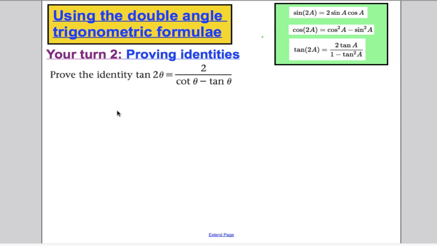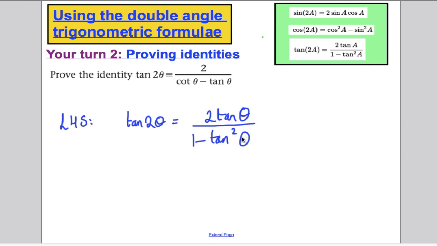Okay, going through this, our only option is to start with, let's say, the left-hand side, and to write out what tan 2 theta is. Tan 2 theta is 2 tan theta over 1 minus tan squared theta. Now we want to make it look like this. We want a 2 on top, we don't want 2 tan theta on top.